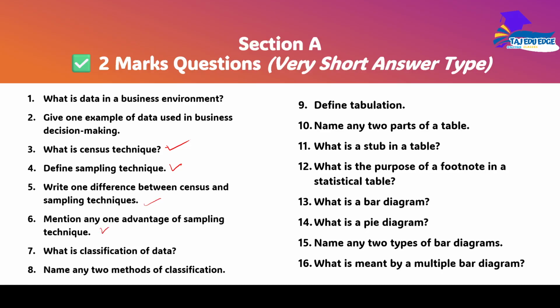Question 6, mention any one advantage of sampling technique. Question 7, what is classification of data? Question 8, name any 2 methods of classification of data. Question 9, define tabulation. Question 10, name any 2 parts of a table. Question 11, what is stub in a table? Next, question 12, what is the purpose of a footnote in a statistical table?